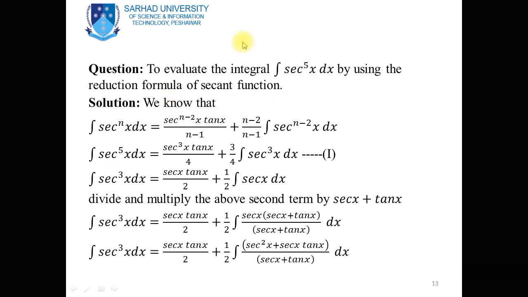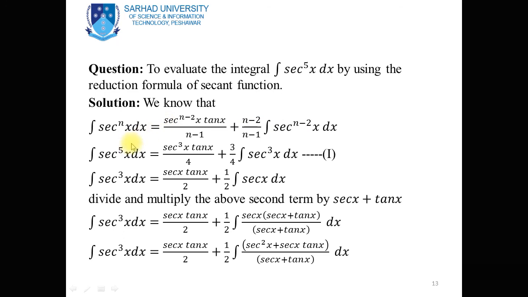Now another problem: to evaluate the integration of secant x power 5 with respect to x by using the reduction formula. The reduction formula for secant x power n with respect to x is equal to secant n minus 2 x tangent x divided by n minus 1 plus n minus 2 divided by n minus 1 into the integration of secant n minus 2 x with respect to x.